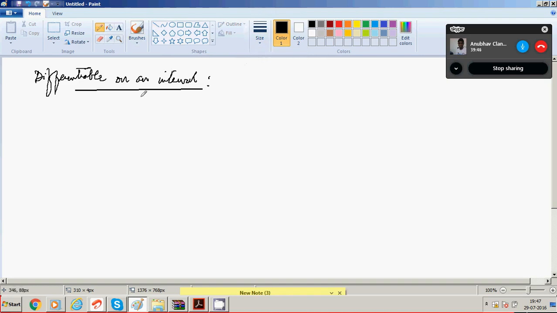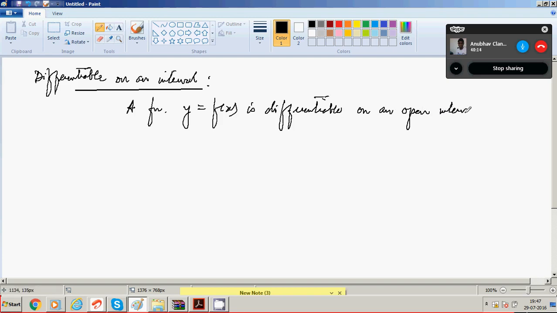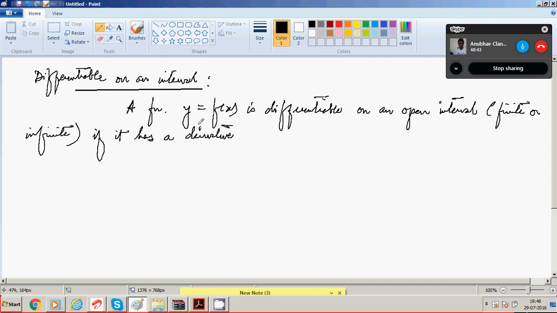A function y equal to f of x is differentiable on an open interval, which could be finite or infinite, if it has a derivative at each point of the interval.